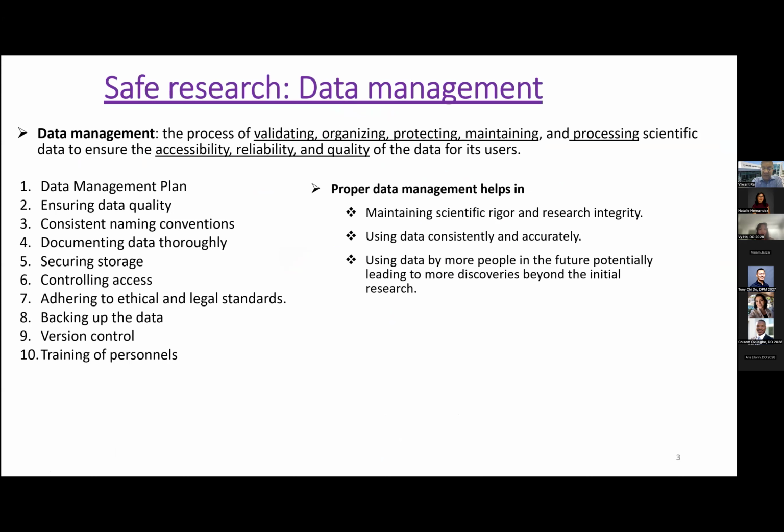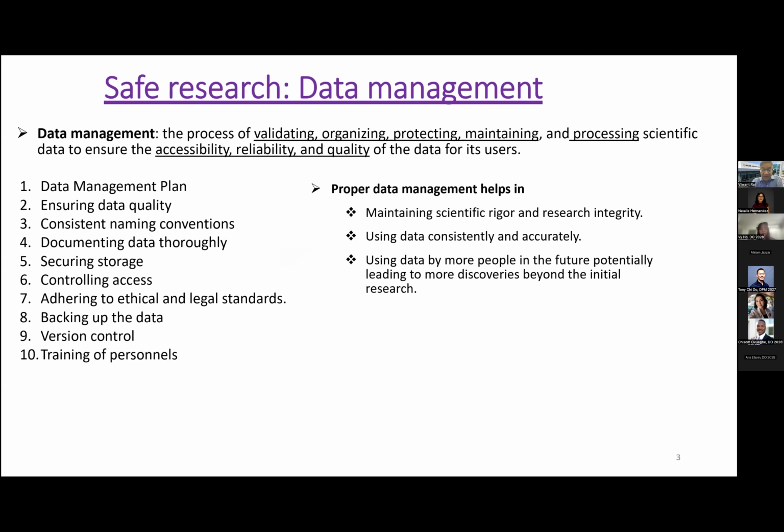So data management means it's a process of validating the data, organizing the data, collecting the data, protecting the data, maintaining the data, processing it to ensure the accessibility of the data, reliability of the data, and quality of the data. So data management comprises 10 things basically, and throughout the lecture these 10 things will be repeated in different aspects. So there may be redundancy of some of the terms.